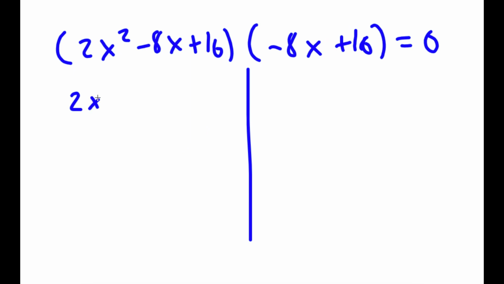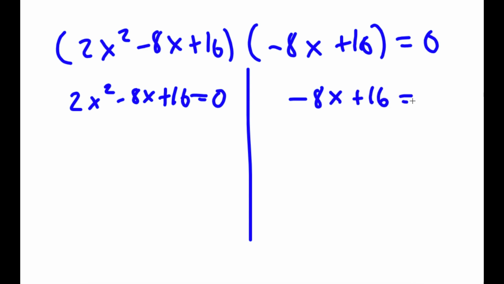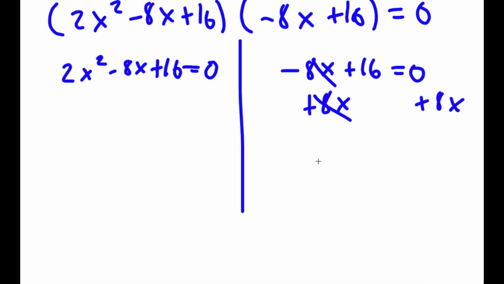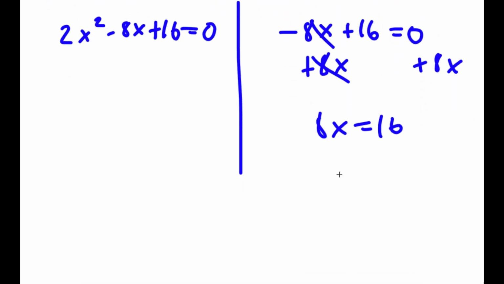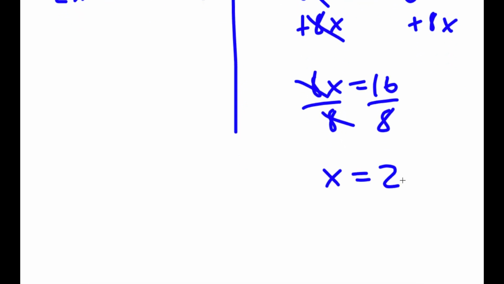We have 2x squared minus 8x plus 16 is equal to 0, and we have negative 8x plus 16 is equal to 0. So for negative 8x plus 16 equals 0, I'm going to add 8x on both sides. These two cancel out, so I get 8x equals 16, and now if I divide both sides by 8, I get x is equal to 2.